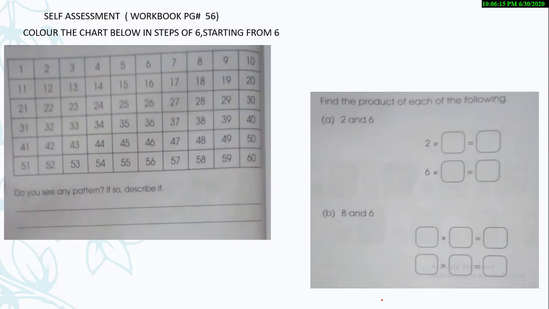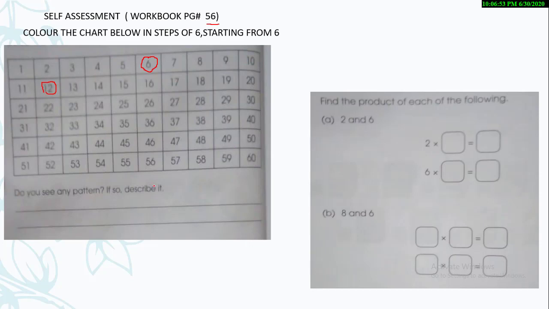Okay, self-assessment. Now take out your workbook, page number 54. This is the next page after the work that we did. The question is: color the chart below in steps of 6 starting from 6. They are saying that you color the first step at 6 and then leave 6 boxes and count to the next one. This is a self-assessment, but I will explain it. After 6, you will count 6 blocks: 1, 2, 3, 4, 5, 6. Yes, so you will color this one, number 12.